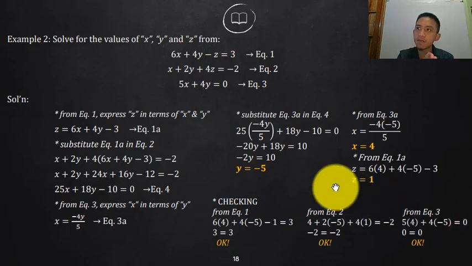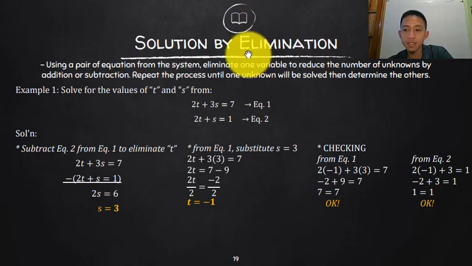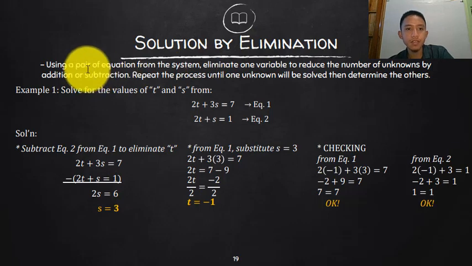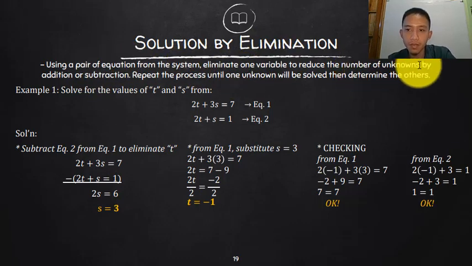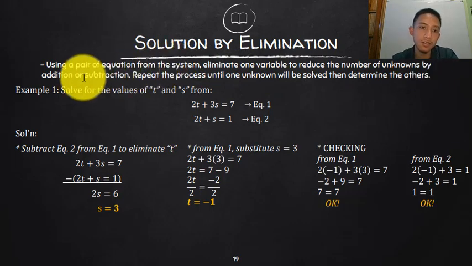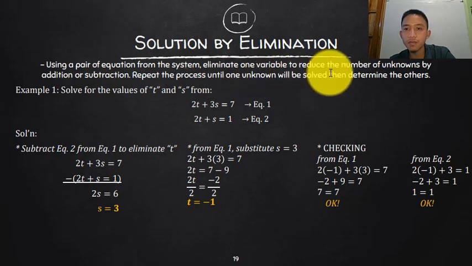Expressing a single variable in terms of the other, substituting that into the other equations. So let's go to the second method, which is elimination. Solution by elimination: using a pair of equations from the system, eliminate one variable to reduce the number of unknowns by addition or subtraction. That's why we discussed operations of polynomials, addition and subtraction of equations or polynomials. Repeat the process until one unknown is solved, then determine the others.